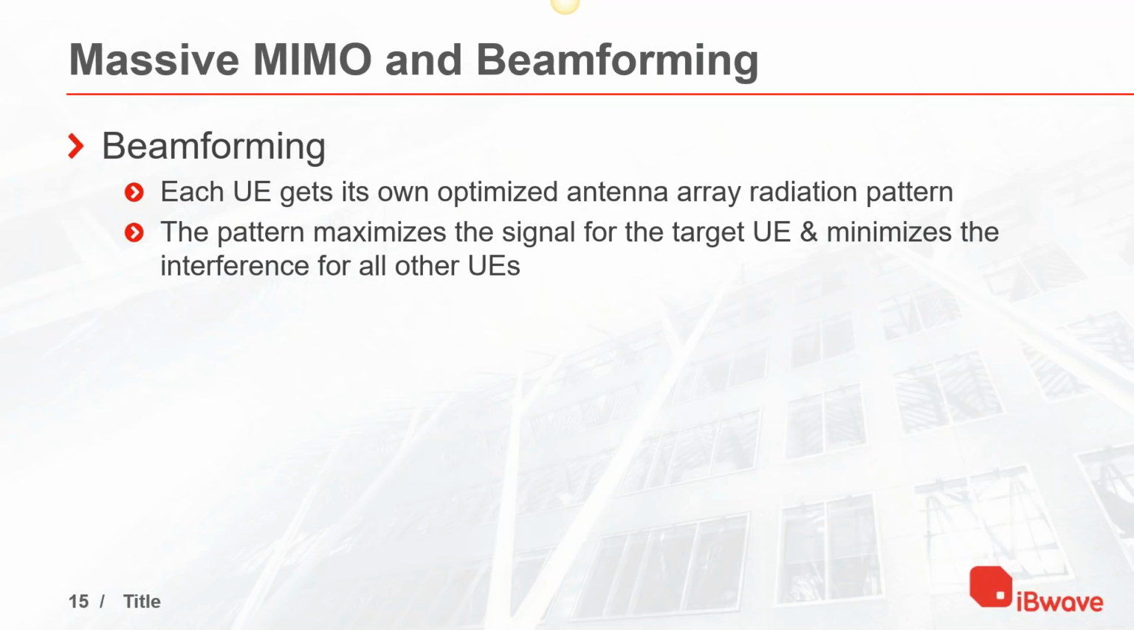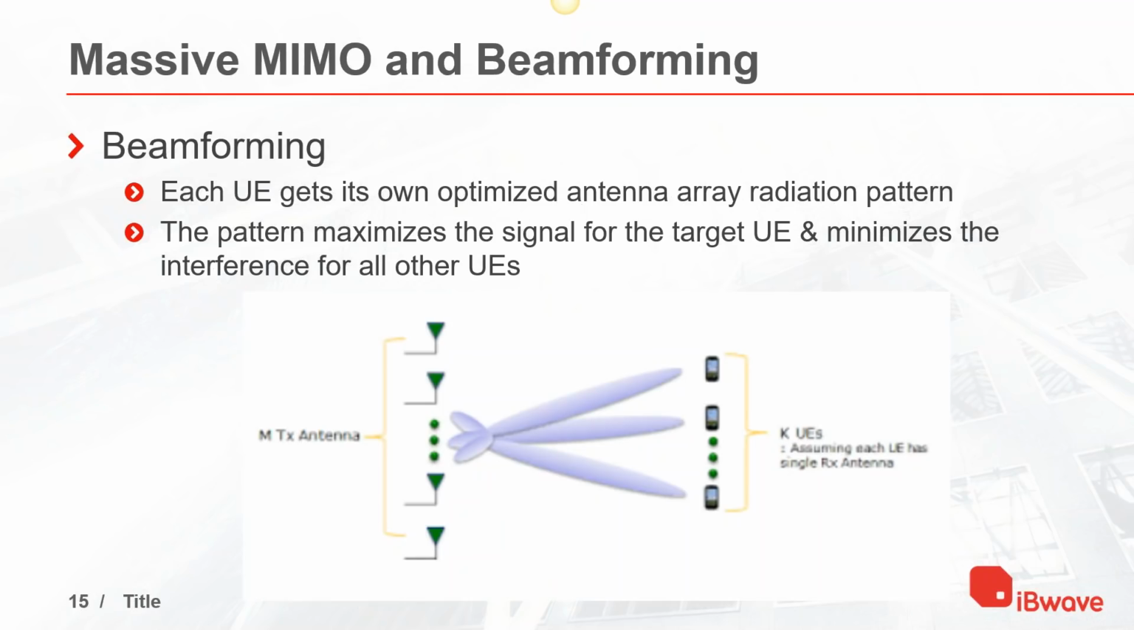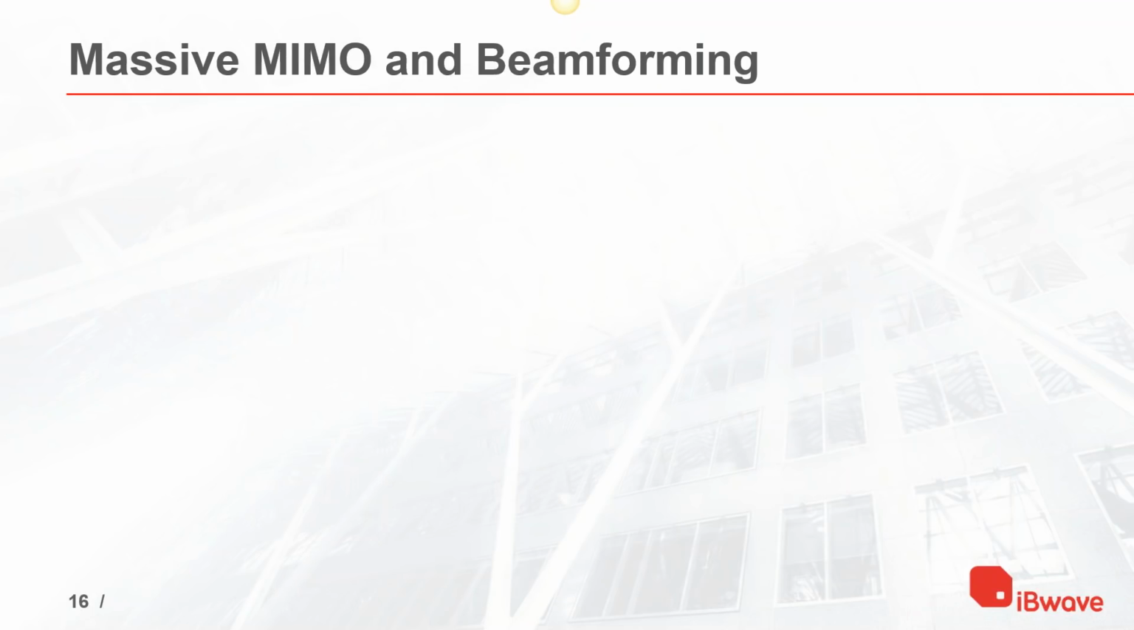And other UEs that are being served at the same time will not hear much of that signal, which means that the signal to interference and noise ratio will be very favorable. So this is how it looks from the standpoint of illustrating an M-antenna array that forms K peaks serving K UEs. And not only does it maximize the antenna array peak in this direction, it basically minimizes that same signal in the direction of all other UEs. So this looks really great on paper. And the question is, how do you model this?